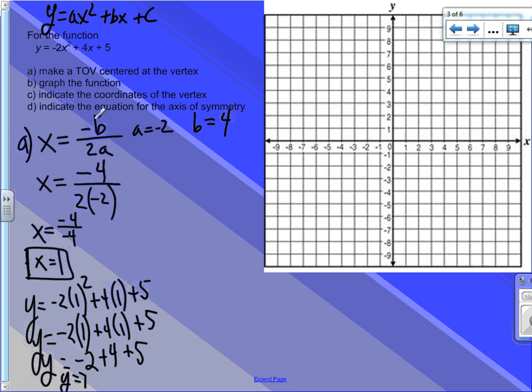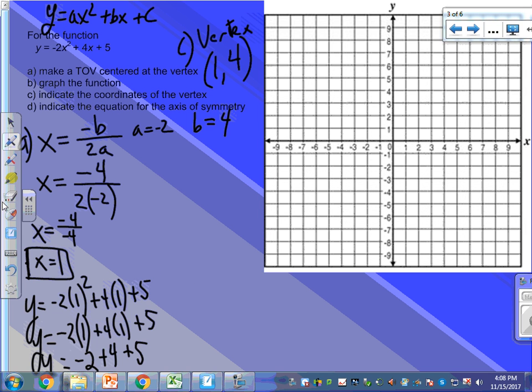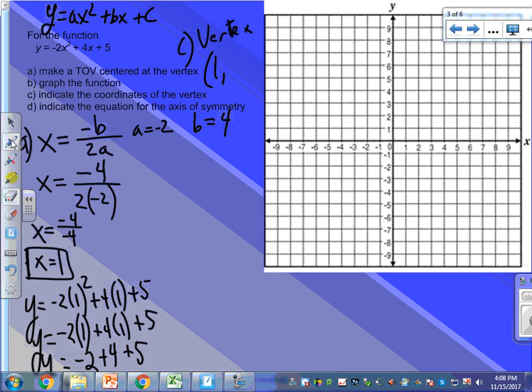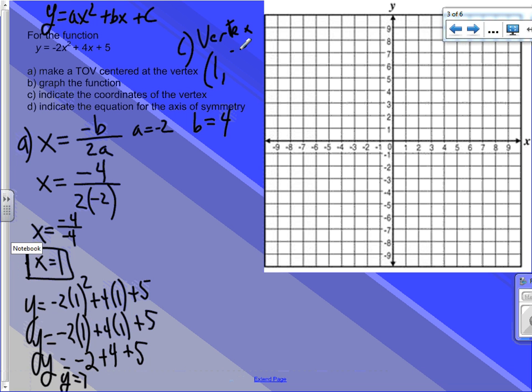We can actually answer part C right now. Answer that part of the question. Our vertex is what? The first coordinate is 1. Second coordinate is, whoops, not 4, you fool. I don't know why I thought it was 4. Just wrote 7. All right, 1, 7 is our vertex.